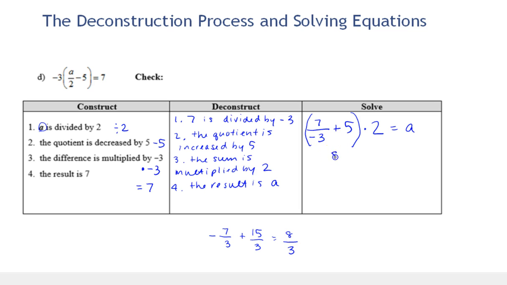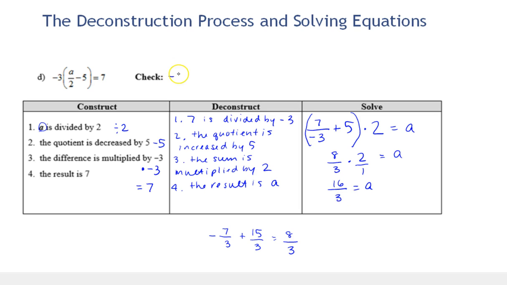So this result is 8/3 times 2 equals A. And then to multiply a fraction by a whole number, if you want, you could think of the whole number as being over 1. You multiply the numerators, multiply the denominators, and we have 16/3 equals A. Okay. So now let's check our result.